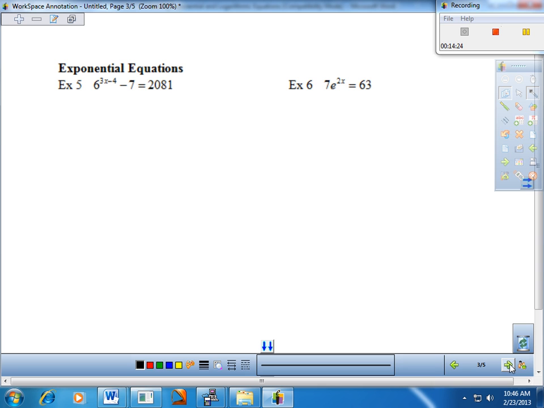So I'm going to jump right into example 5. And I guess the one thing I'm going to do here, though, is add the 7 first. So nice and straightforward. If you could, please, add that 7. I get 6 raised to the 3x minus 4 equals 2088 should suffice.